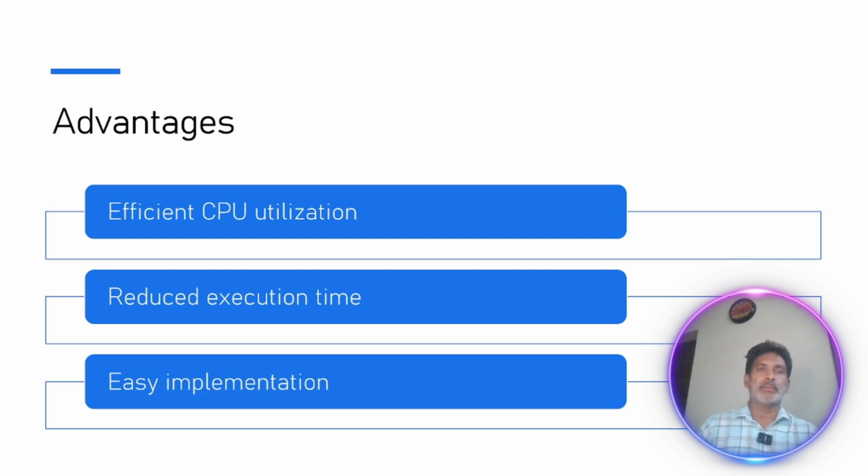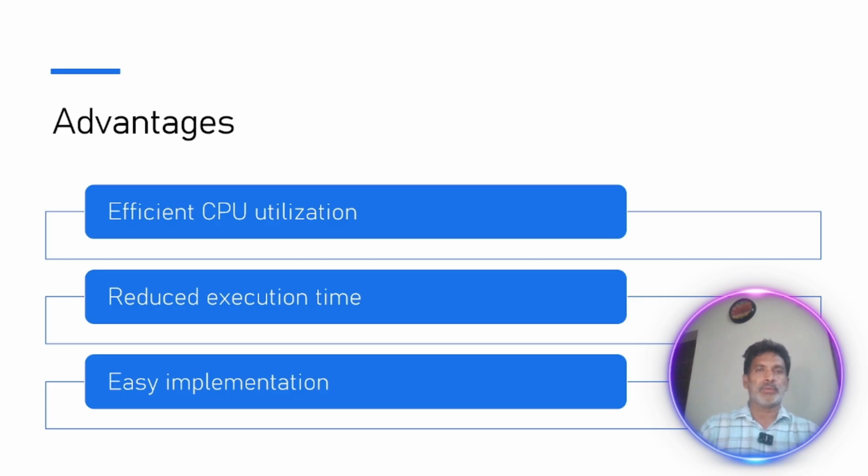For example, how it improves the CPU utilization. Work sharing ensures that all available threads are actively engaged in executing tasks. Instead of some cores remaining idle, the work is distributed efficiently, leading to the maximum utilization of CPU resources.